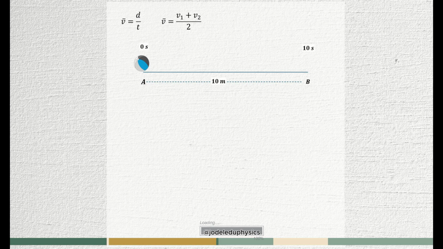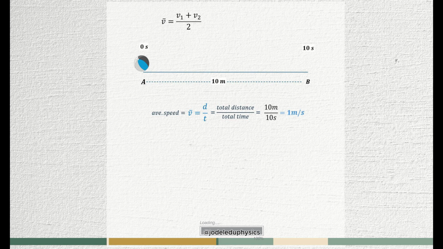To describe motion, we need to measure it with respect to a quantity that indicates movement or change. That quantity is time. If the ball travels from point A to point B in 10 seconds, it means the ball covers 10 meters in 10 seconds. Simplifying this, the speed is 1 meter per second. This speed is referred to as average speed. This is what we mean by our first equation. The average speed is obtained by dividing the total distance by the total time.